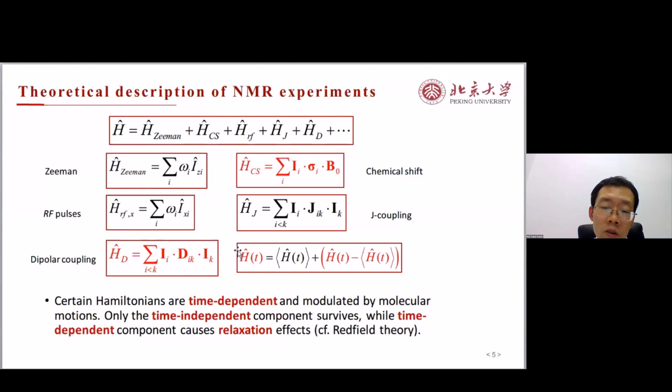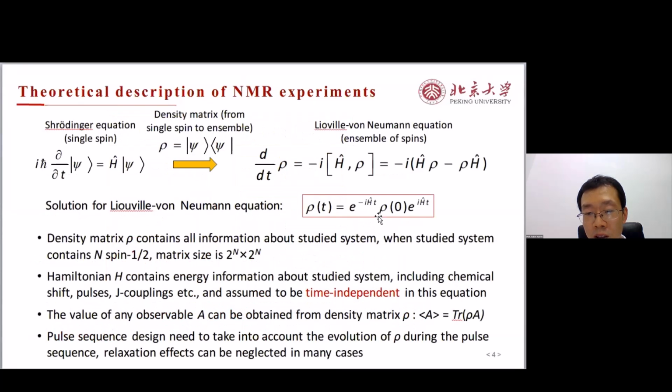So in that case, what we usually do is to divide the time-dependent Hamiltonian into two parts. One part is the time average value. Since this is the time average Hamiltonian, this part would be time independent. The other part is time dependent, but we usually think the major contribution of the second part is to the relaxation effect. But the first part, the time independent part, we are more concerned about. When we calculate the evolution of the density matrix, we need to know the time independent part.